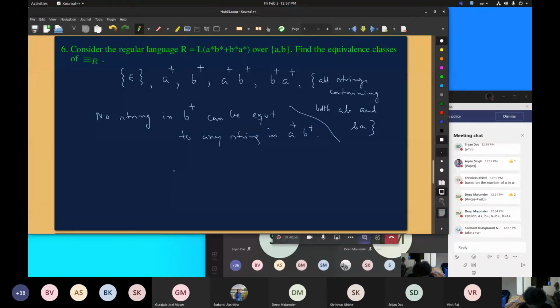Yeah, take Z equal to A. Why A plus? Just take A. Then take any string of the form B plus, append A. It will continue to be in the language, but if you append A here, this will not be in the language. So they cannot be equivalent. So this way you can actually find out this is not equivalent to this, is not equivalent to this. These are all pairwise non-equivalent.